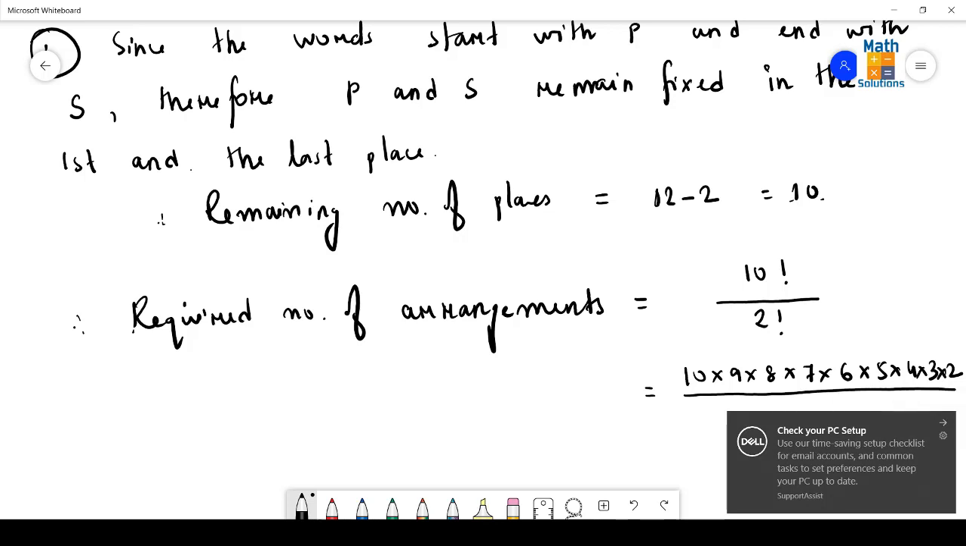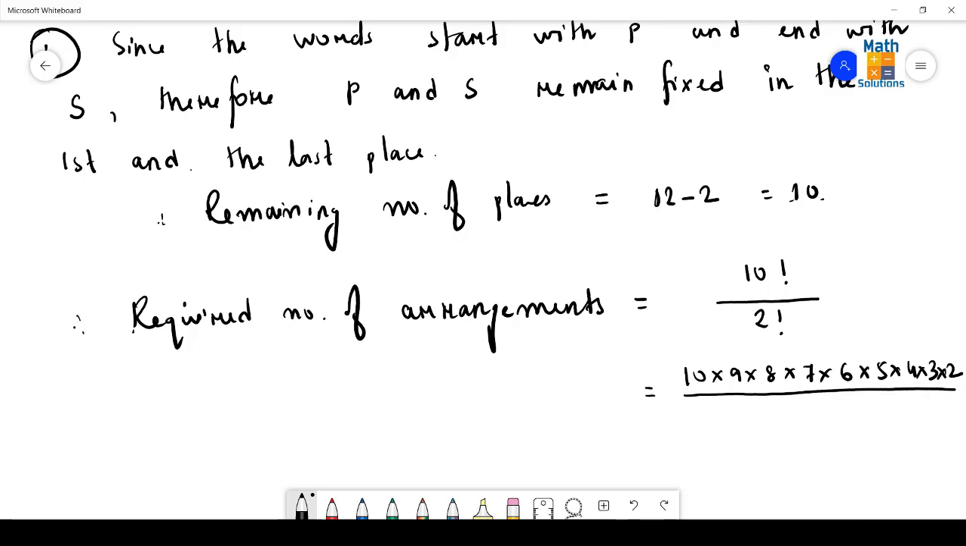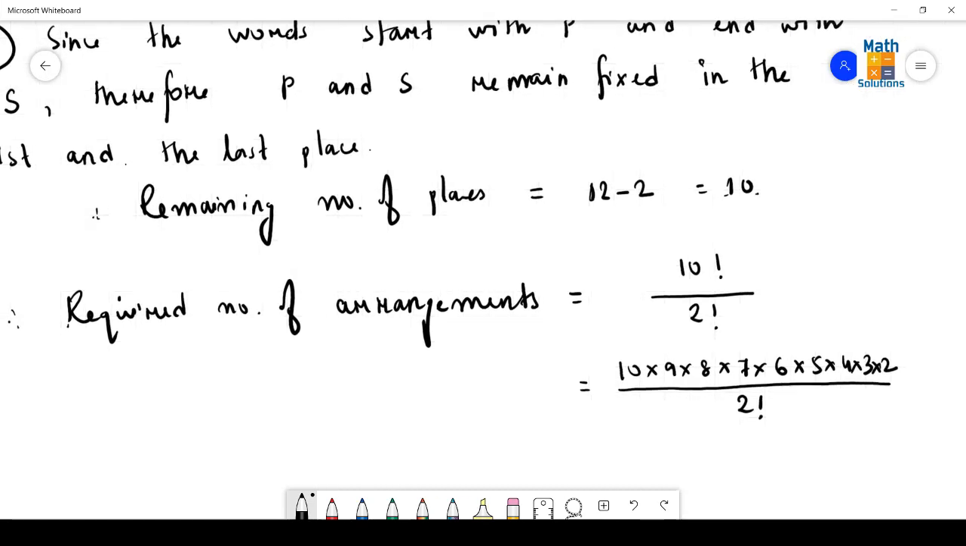So after this, we can write 2 factorial. Let us keep 2 factorial with this part. 2 factorial here. 2 factorial gets cancelled. Multiplying the rest of the terms, we shall be getting the result 1814400. So this is the total number of arrangements for the first question.